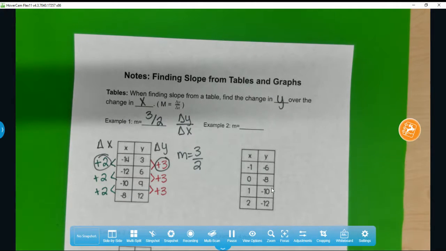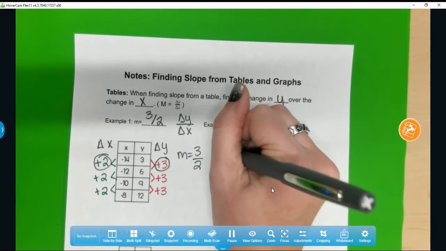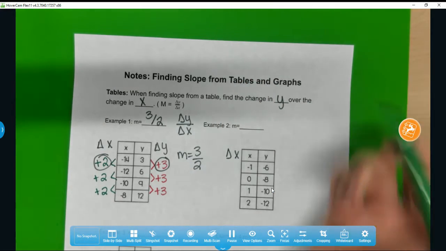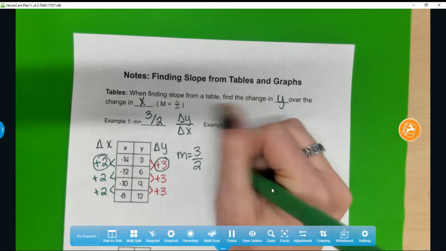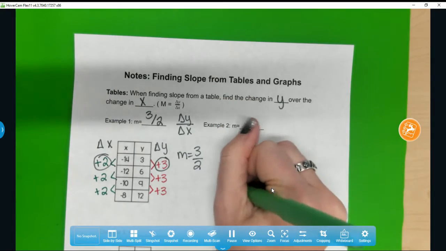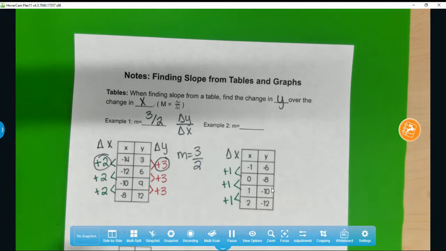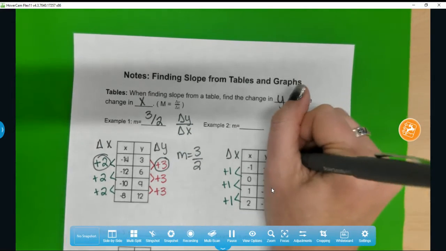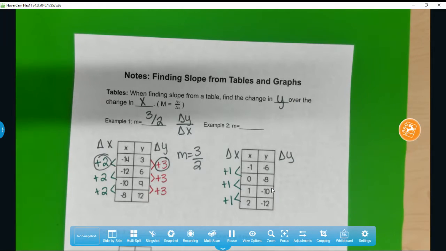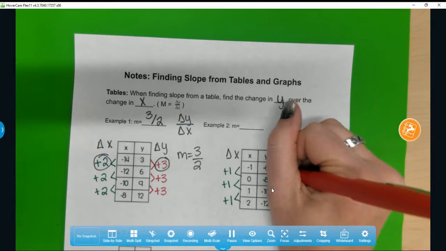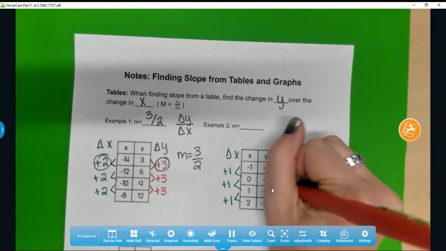Okay, let's do the next table. So we have the change in x. So we're looking and we are adding again. It's not always going to be adding. And then we're finding the change in y. So this time we're subtracting 2 each time.